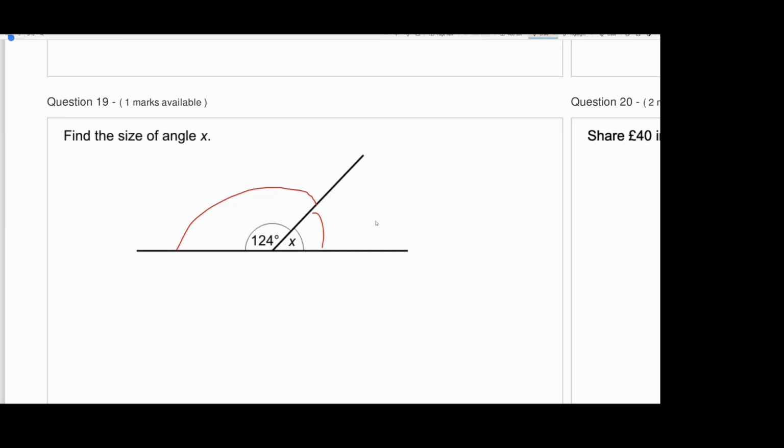180. So to get X, we just have to do 180 take away 124. So 7, 6, 7, 6, 5. We just have 56 degrees. Okay, so that's quite a nice one, but again, it's all about remembering what angles on a straight line add up to.